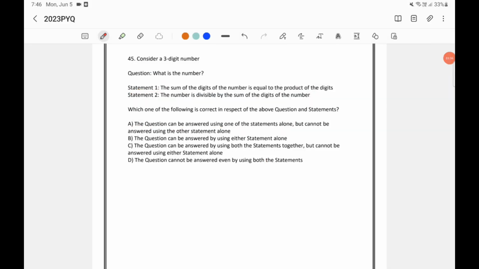So now let us look into the next question. Consider a 3-digit number. It could be any 3-digit number. Now what is the number? That is the question. We need to find out the number. Okay. So it's not a yes or no question. We have to find out the number.